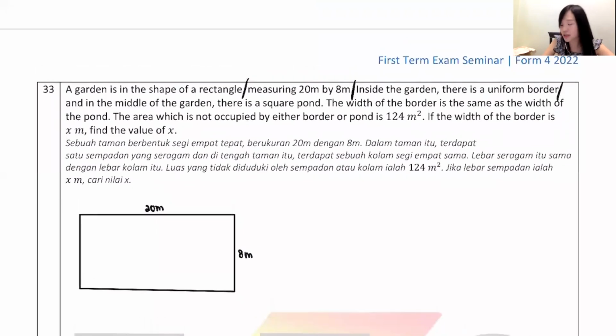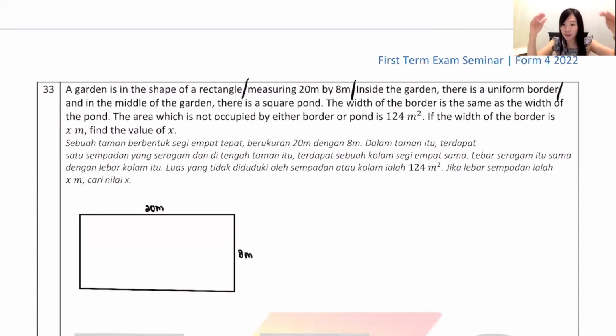Let me ask you guys first. What is a uniform border? What is uniform? Very good, Aaron. Uniform means same. Uniform means always standardized. Okay, so uniform border. What does border mean? Guys, border is like a frame. Normally when you put your photo inside, isn't there a frame at the side? That is actually the meaning of border.